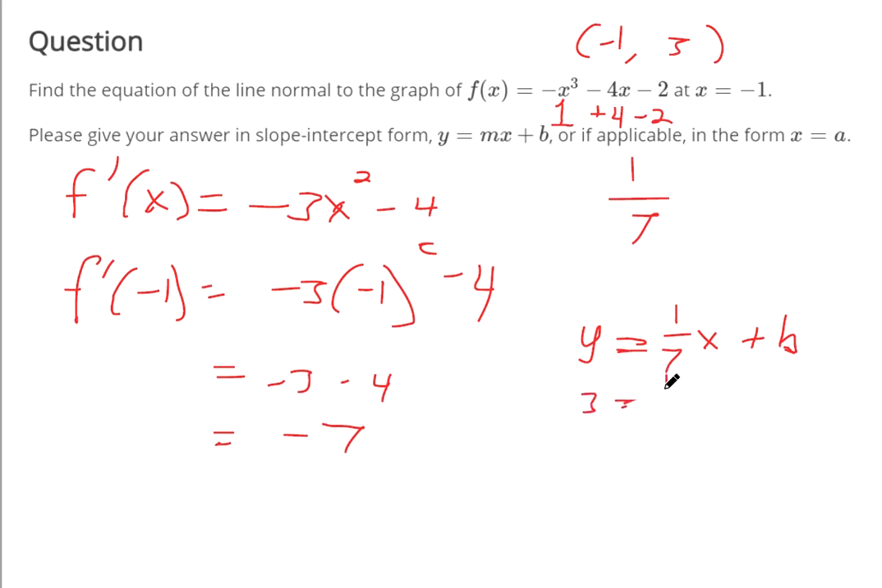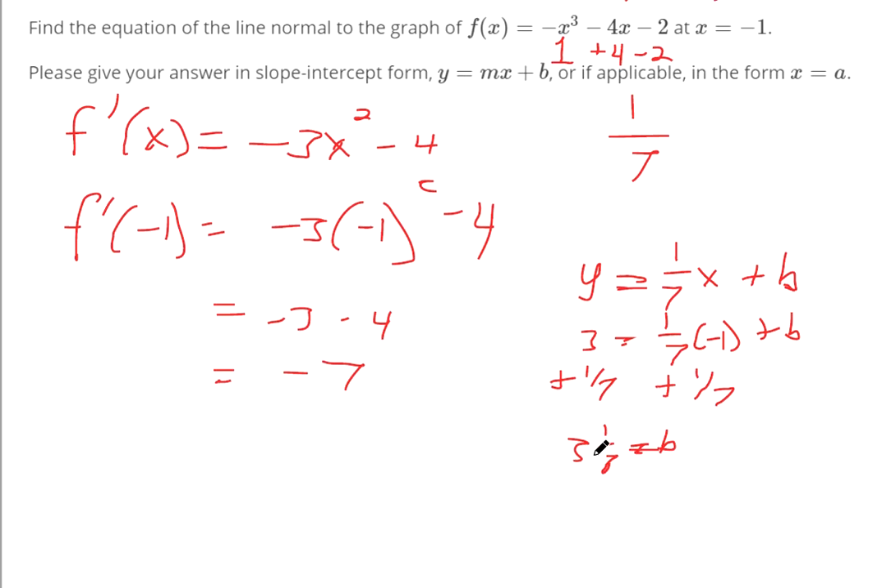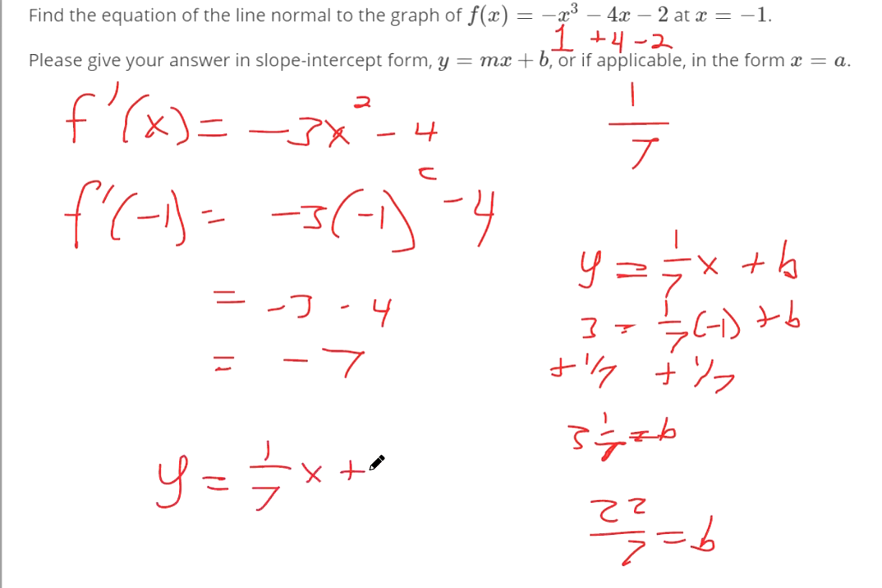So we can plug in 3 for y, -1 for x. So this is -1/7. You want to add 1/7 to both sides. So that's 3 1/7 for the y-intercept. Or in improper fraction form, it's 22/7 for b. So we have the equation of the normal. It's 1/7 x plus 22/7 for y.